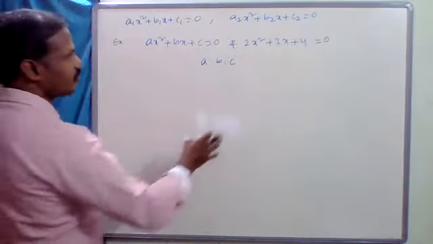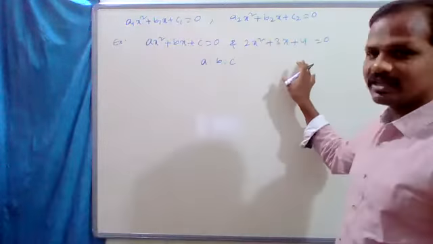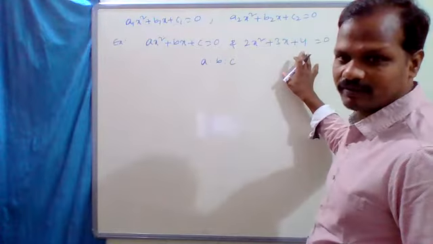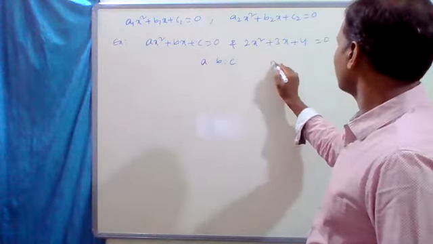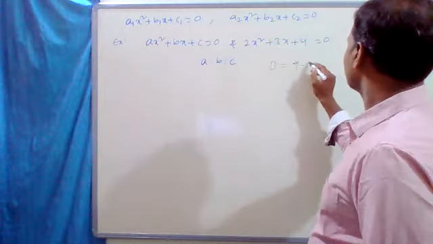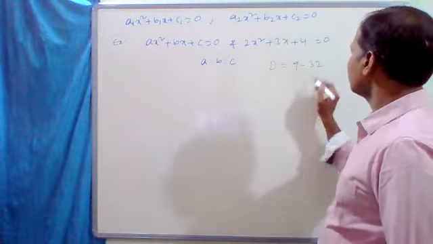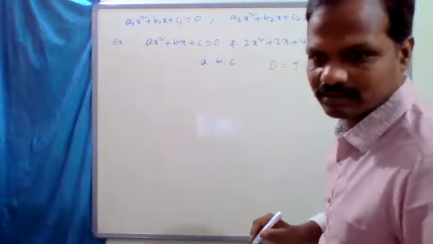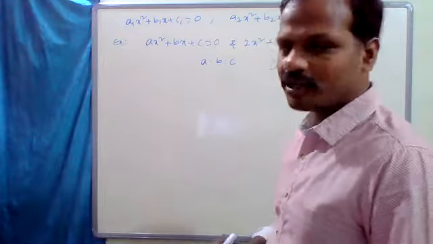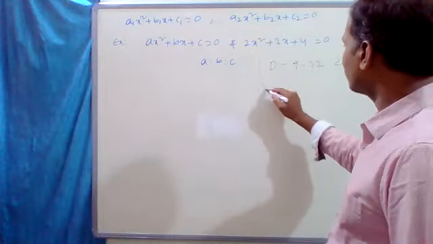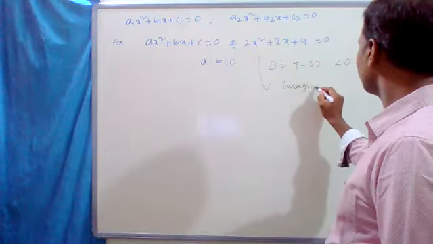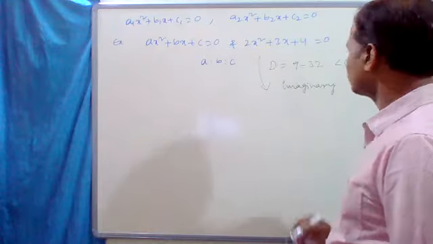See here, what is the equation given? The second equation is 2x square plus 3x plus 4 equals 0. Now what is the discriminant of this one? Discriminant equal to 9 minus 32. Okay, b square minus 4ac, which is less than 0. So discriminant less than 0 means, what about the roots of this equation? The roots are imaginary roots.